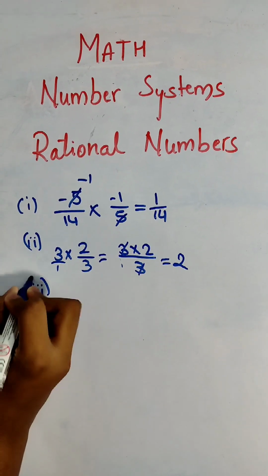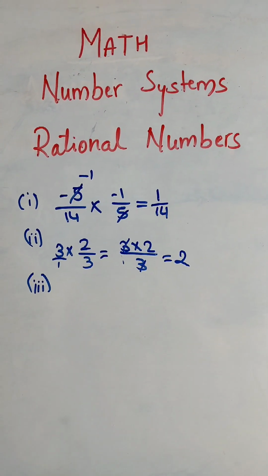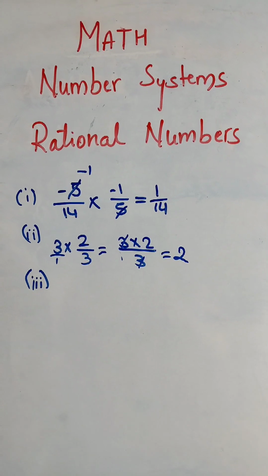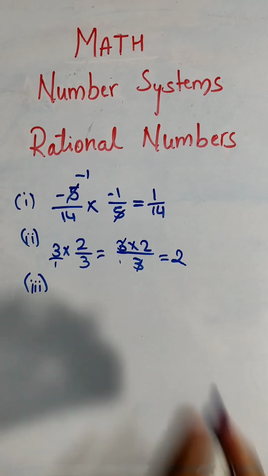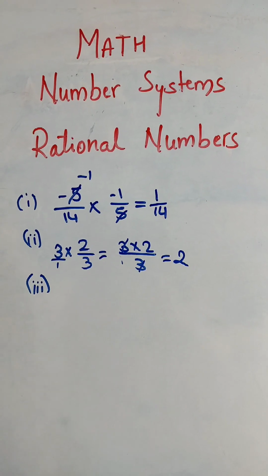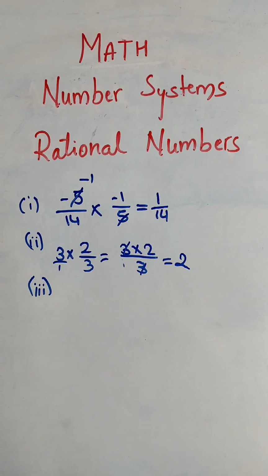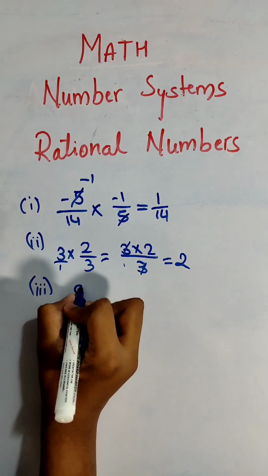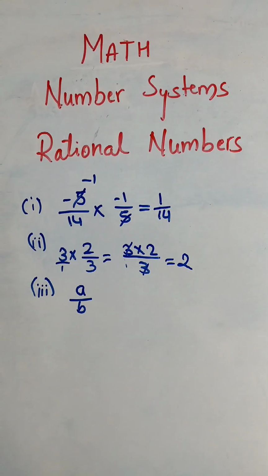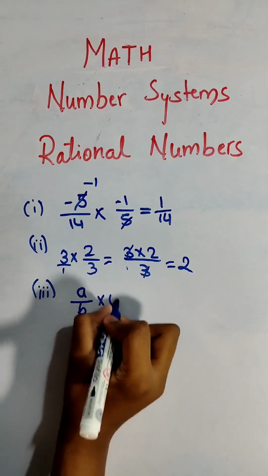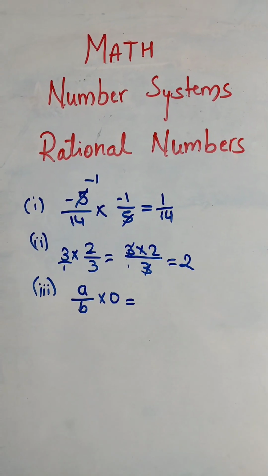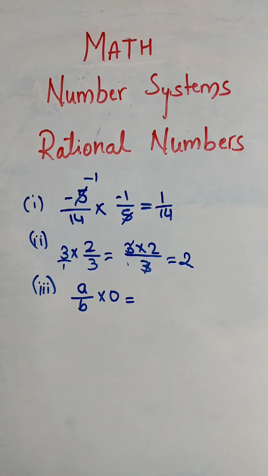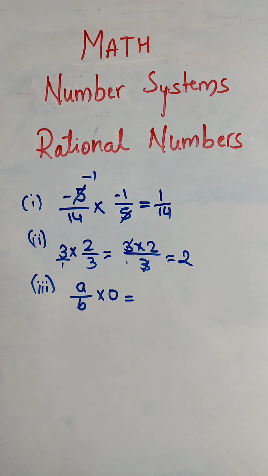A third and last example that I will be taking for multiplication of rational numbers will be multiplication with 0 and how we actually multiply with 0. I'll be taking two variables for this, a and b: a by b times 0. So we know that any number multiplied by 0 is equal to 0 itself. We've learned this for a long time now.